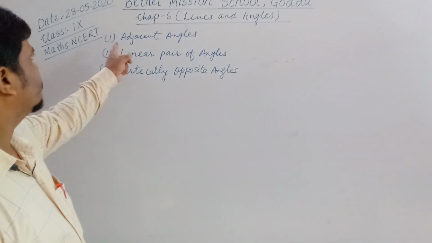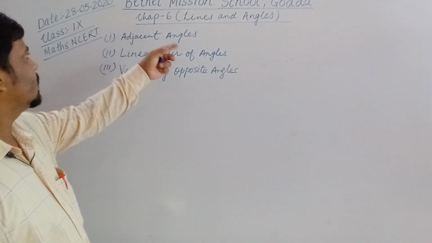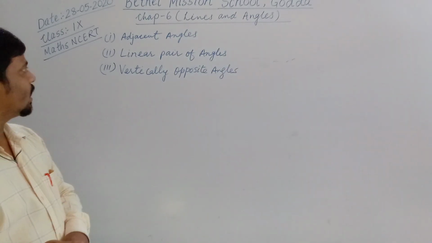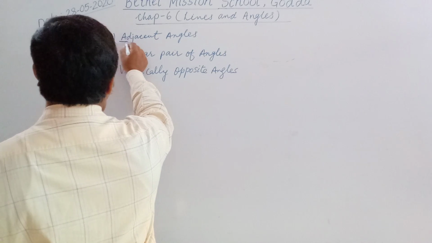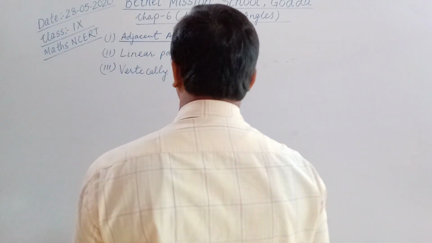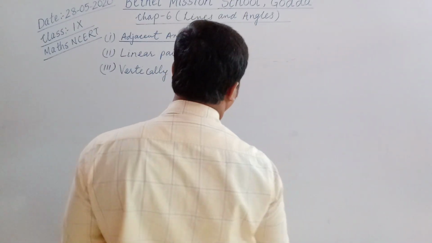Now we will know about these types of angles: adjacent angles, linear pair of angles, and vertically opposite angles. First of all, we will know about adjacent angles. So what are adjacent angles?